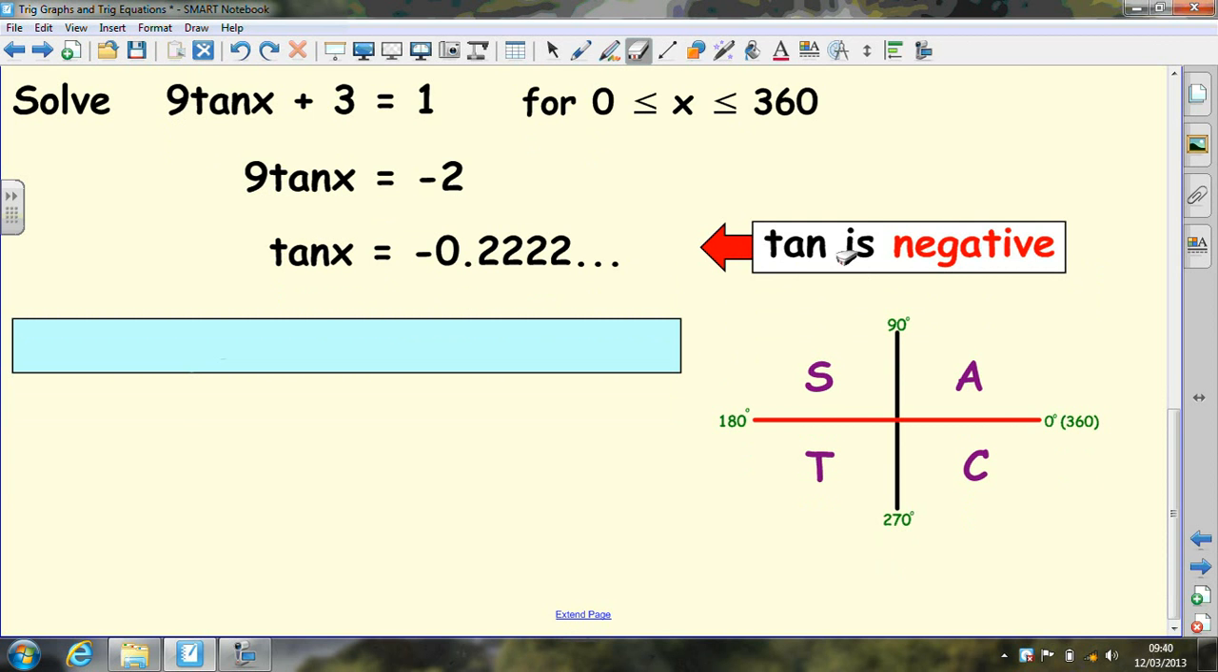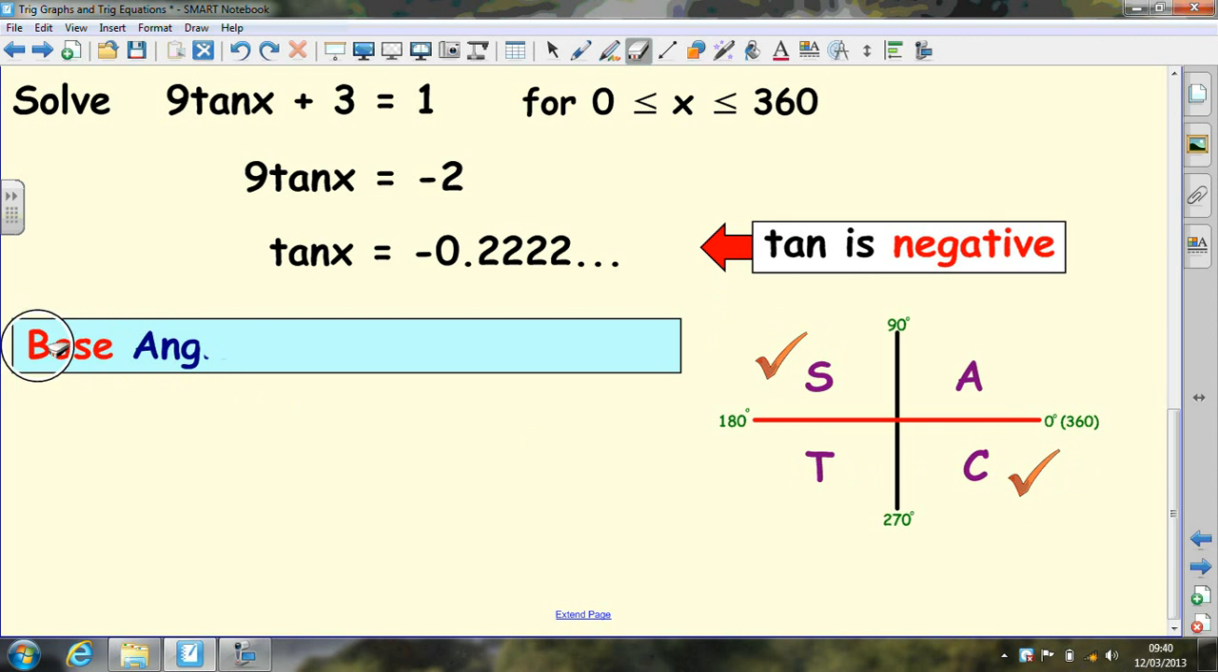So we're looking for where the tan graph is negative. It's not the first quadrant because all the graphs are positive. In the second quadrant, only the sine is positive, which means tan and cos are negative, so that's what we're looking for. The T means the tan graph is positive. We don't want that. We want the tan graph to be negative. And in the final quadrant, only the cosine wave is positive, which means tan and sine are negative. That's what we're looking for.